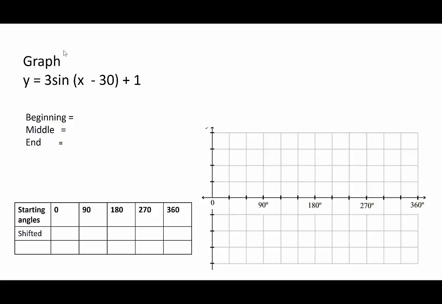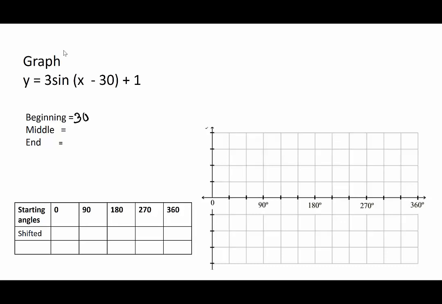This is going to look very similar to transformations that we've done on quadratics, where the coefficient in front is the vertical stretch, the number inside the parentheses is the horizontal movement, and the number at the end is the vertical movement. So this graph has a phase shift. It has x minus 30, which creates a phase shift, or a horizontal movement, of 30 degrees in the opposite direction, so in the positive direction.